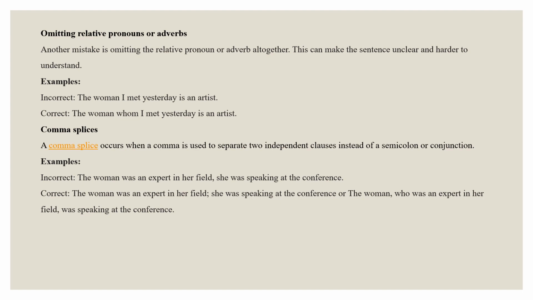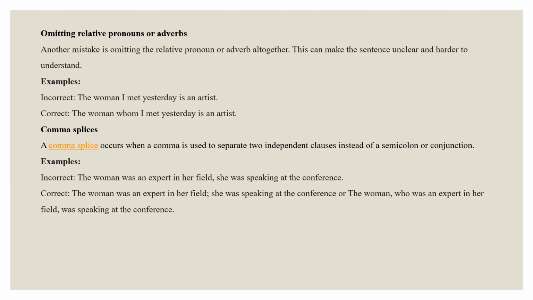Omitting relative pronouns or adverbs. Another mistake is omitting the relative pronoun or adverb altogether. This can make a sentence unclear and harder to understand. Example, incorrect: the woman I met yesterday is an artist. Correct: the woman whom I met yesterday is an artist.